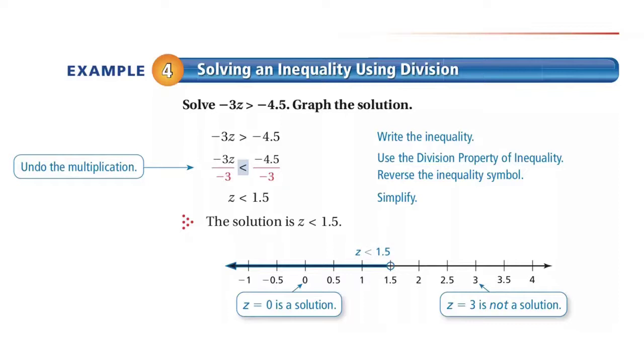Now it's less than. And -4.5 divided by -3. Same sign, so it's positive. And 4.5 divided by 3 is 1.5. So we have z is less than 1.5. When we graph it, of course it's an open circle because there was no or equal to line. And the arrow goes off to the left because we're talking about the numbers less than 1.5. And you could look at the less than symbol, and it looks like an arrowhead pointing off to the left.